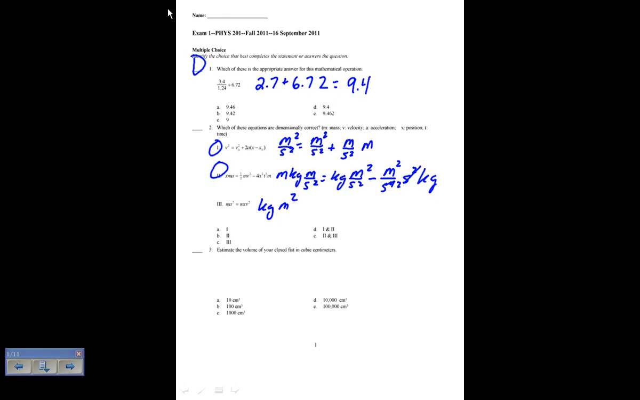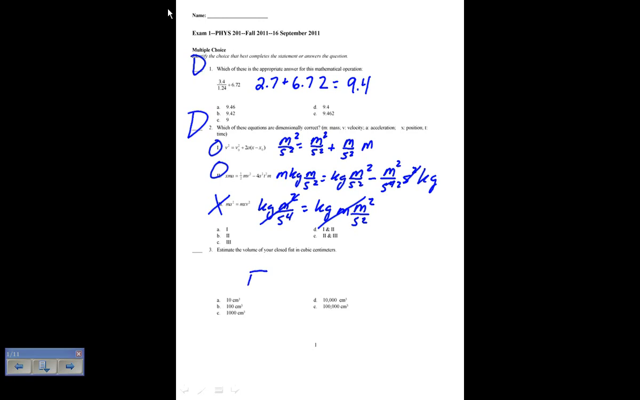And then I have kilogram meter squared per second to the 4th, that's meters per second squared, equals kilograms meters squared per second squared. These do not match up. So it's just 1 and 2, that's D.